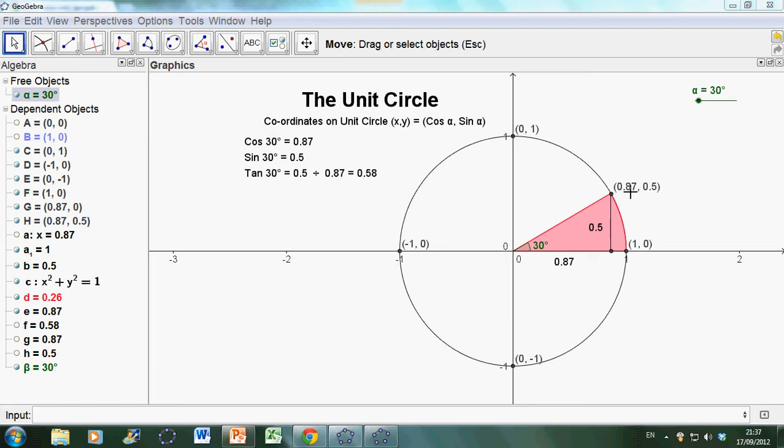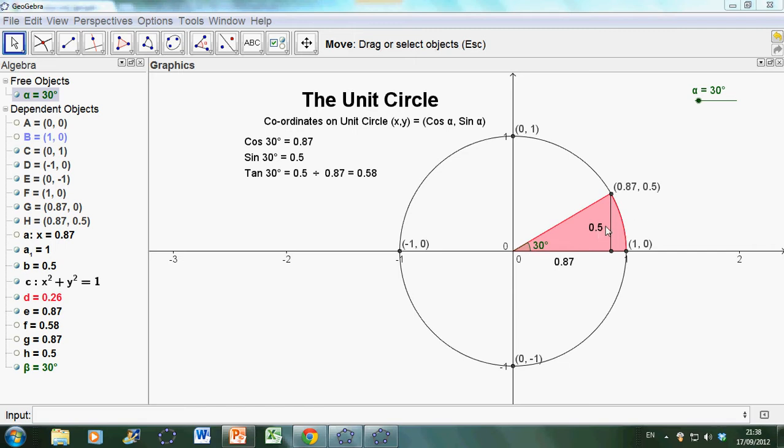x coordinate of this point here represents the cosine of the angle. So for example here, you see it on the left hand side, cosine of 30 is 0.87, which is the x coordinate at that point, and sine of 30 is 0.5, which just happens to be the y coordinate at that point. Where tan of 30 comes from is from your SOHCAHTOA, sine, cosine, tan.